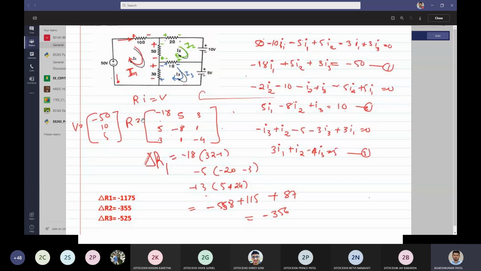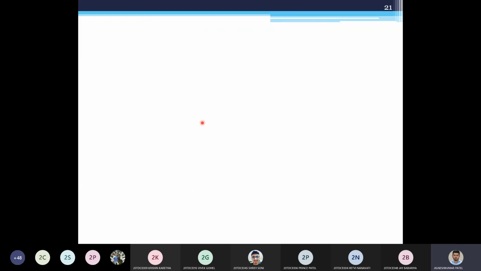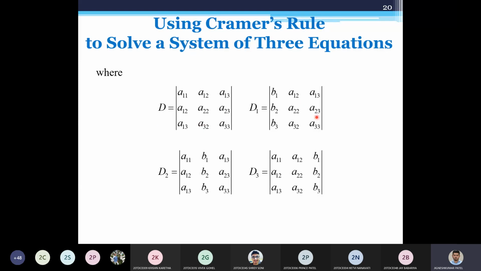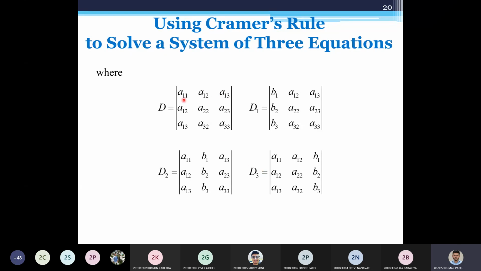How to apply Cramer's rule? We have already seen that. Let's go through that. Basically, you create this kind of matrices based on Cramer's rule. So the first matrix is all the constants, or you can say this is a D matrix. In our case we'll say it is delta R. Then I have to find out D1, D2 and D3. In our case it would be delta R1, delta R2 and delta R3.